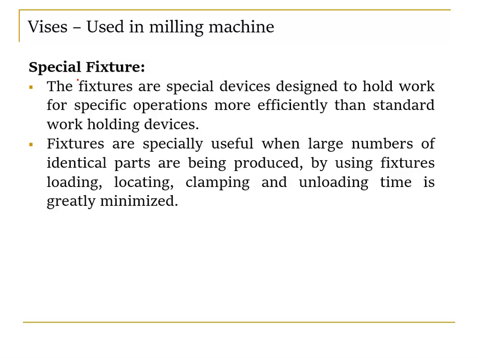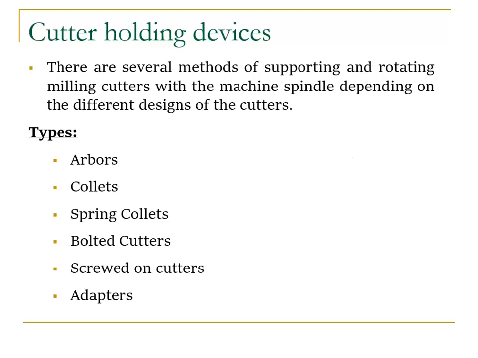So if it is mass production and the object is a complicated one, we cannot use ordinary or conventional vises or V blocks or step blocks or other items. So for this case you can design your fixtures, right? Fixtures are specially used when a large number of identical parts, that is mass production, are being produced. Loading, locating, clamping and unloading time is greatly minimized. So this is what special fixtures are.